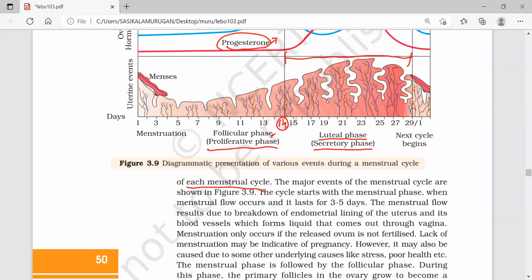We discussed the proliferative phase last class, I think. There is a primary oocyte. From the primary oocyte, many granulosa cells are formed, right? These granulosa cells again and again multiply, and they form the follicle, the graafian follicle. So that is the proliferative phase. When the ovum is released from the graafian follicle, the luteal phase will start.